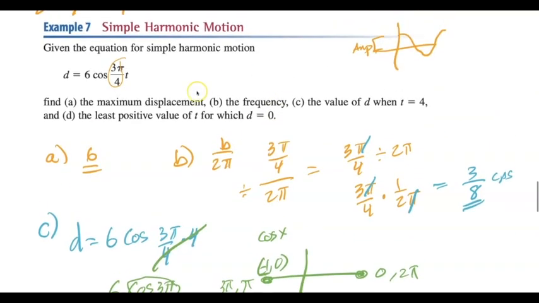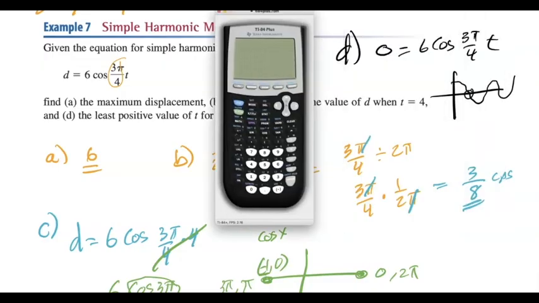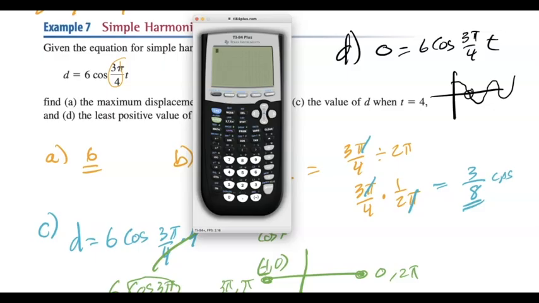And then for d, find the least positive value of t when d equals 0. It's kind of opposite, like backwards. For d, they want to plug in 0. 0 equals 6 cosine of 3 pi over 4 t. Now, we actually haven't learned how to solve that yet. That's a skill we're going to learn in the future, how to solve trig functions. For now, we'll let the calculator handle it. We're just going to graph it and find the first time it equals 0. Let me bring up my calculator so you can see it. It's in radian mode, like I have it. We'll go to y equals, clear this, and then enter 6 cosine of 3 pi over 4 x.